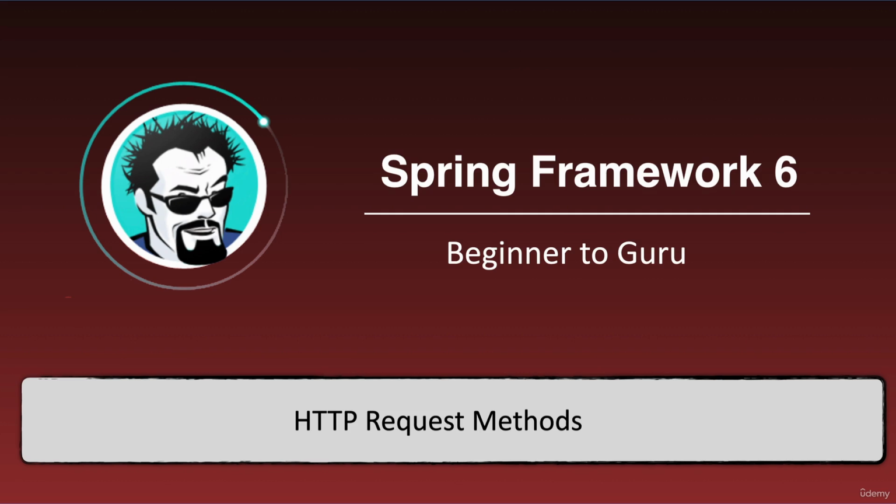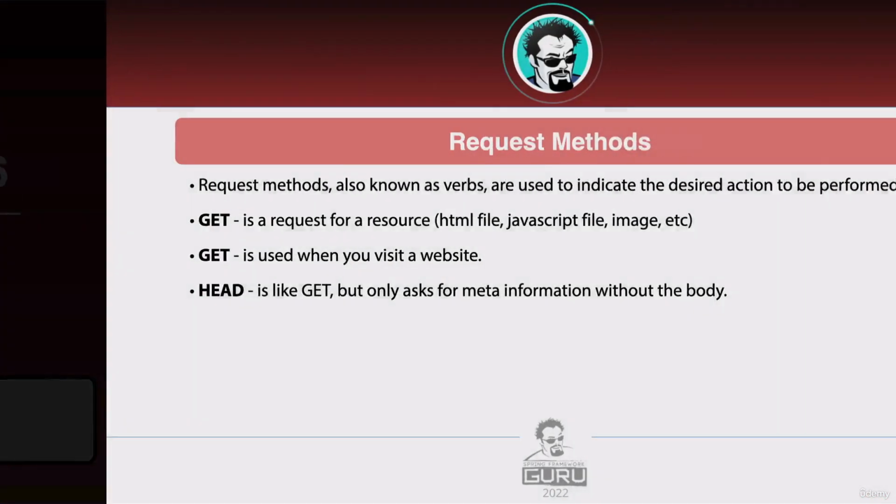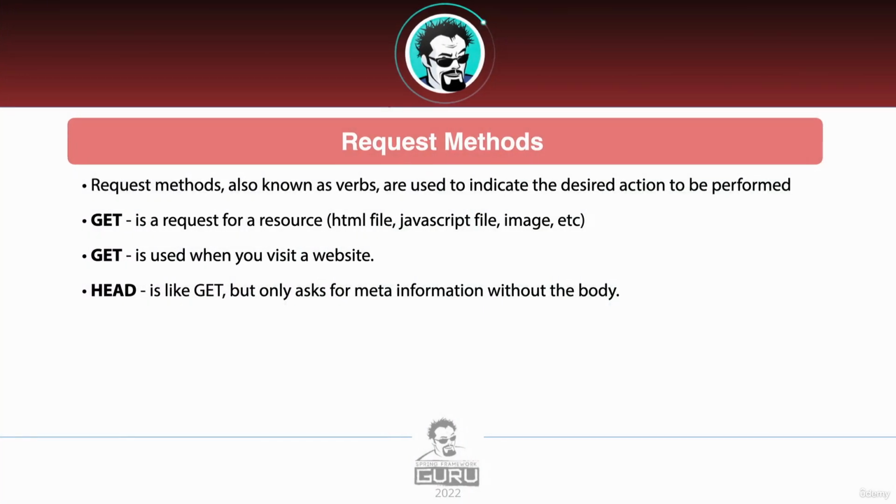In this video, we are going to be talking about HTTP request methods. So the request methods really are the backbone of RESTful APIs. Request methods are also known as verbs. These are used to indicate the desired action to be performed.